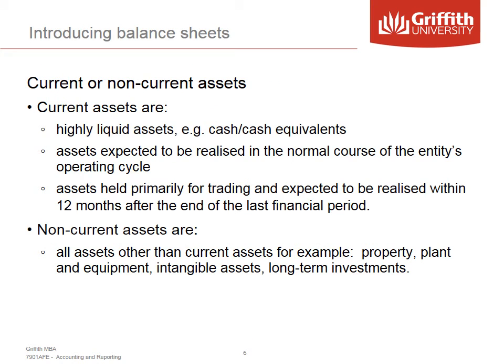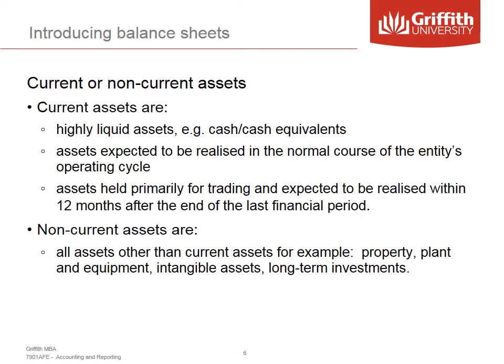So let's look more specifically at current and non-current assets. Current assets, highly liquid assets, cash and cash equivalents. And as we'll see when you look at the third statement, the statement of cash flows, it's actually referring to both cash and cash equivalents. Now these current assets are expected to be realised, that's to say turn themselves into cash in the normal course of the entity's operating cycle, and that usually means 12 months.